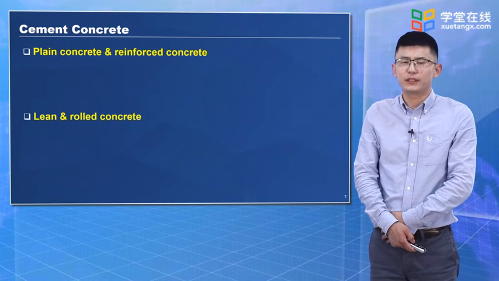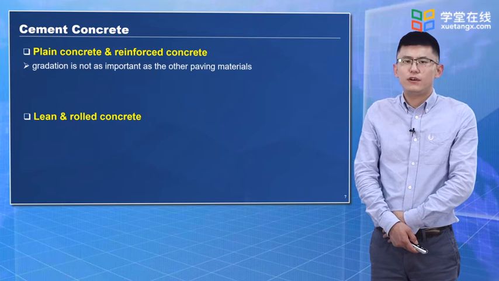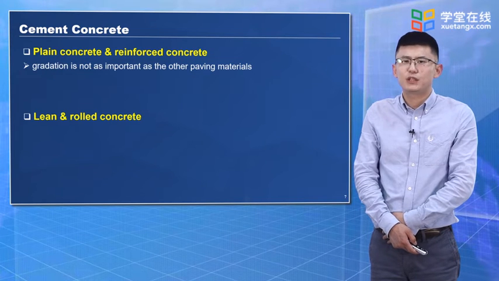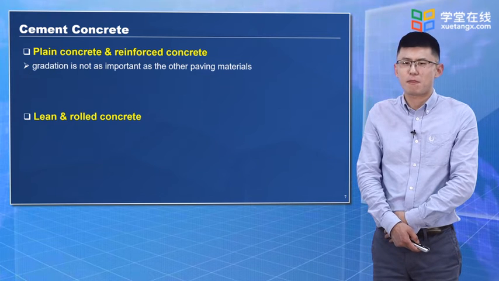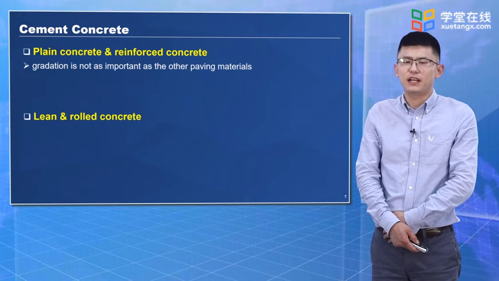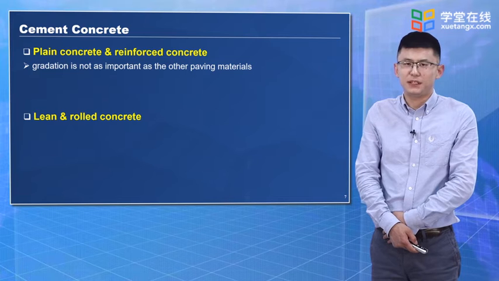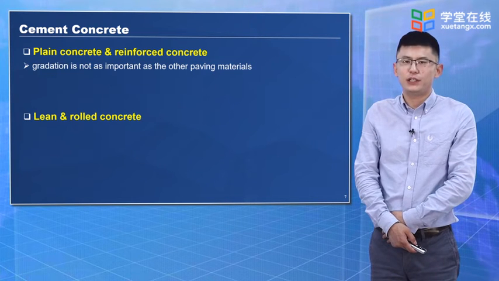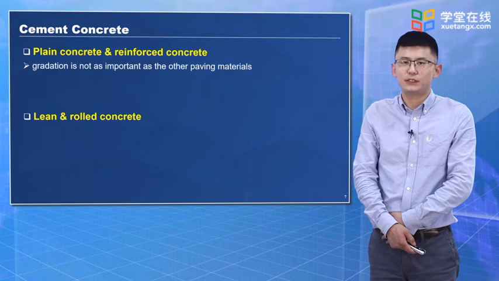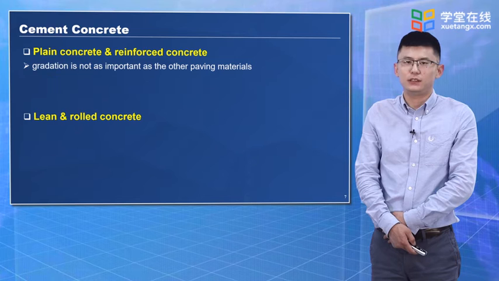How about the cement concrete? For cement concrete, we need to classify them into the plain concrete and reinforced concrete, and the lean and rolled concrete. For the plain concrete, the gradation is not as important as for the other paving materials. Why? Because the cementitious material, the cement itself, is more important than the gradation. If you have already learned the roller compacted materials, you will see that in a cement concrete design, the gradation is not that important.